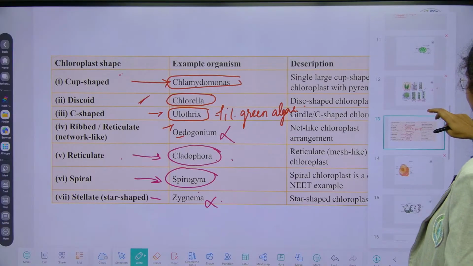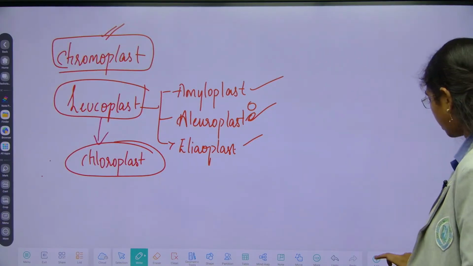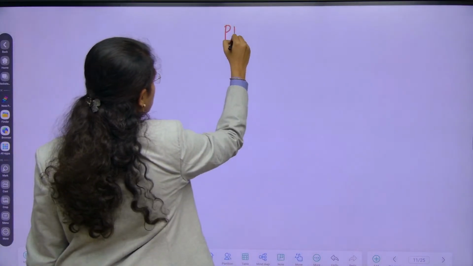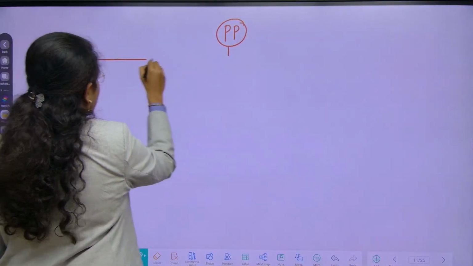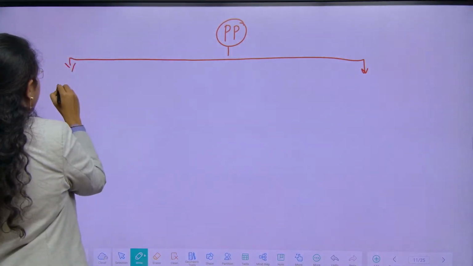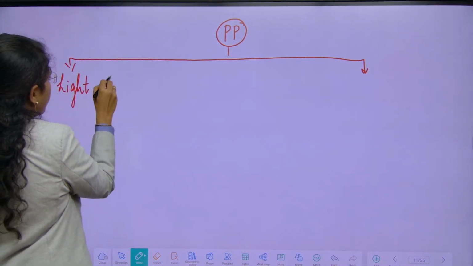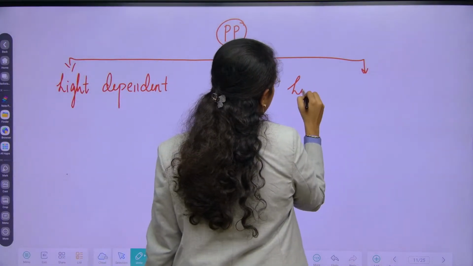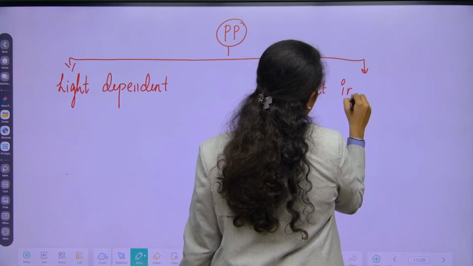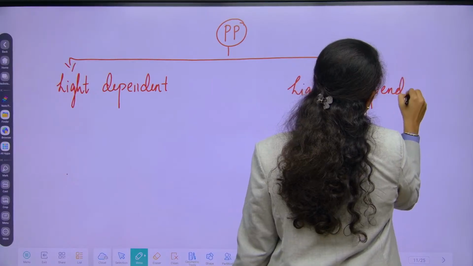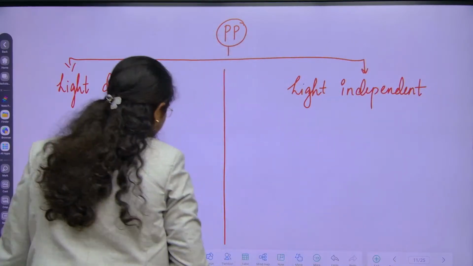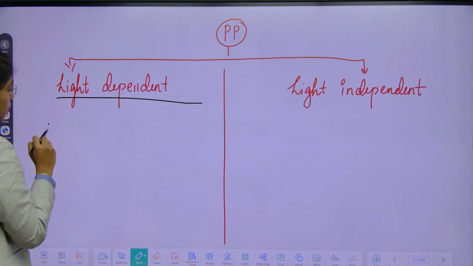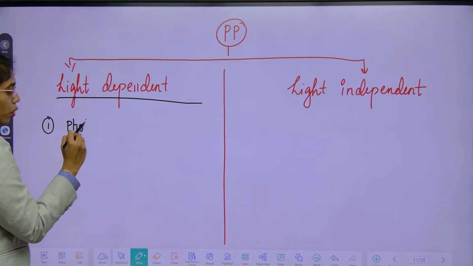Now let us look into the sites of the chloroplast reactions, or sites of light and dark reactions. We know photosynthesis occurs in two reactions. What are they? Light dependent and light independent reactions. So light dependent reactions include, first, absorption of light in the form of photons.